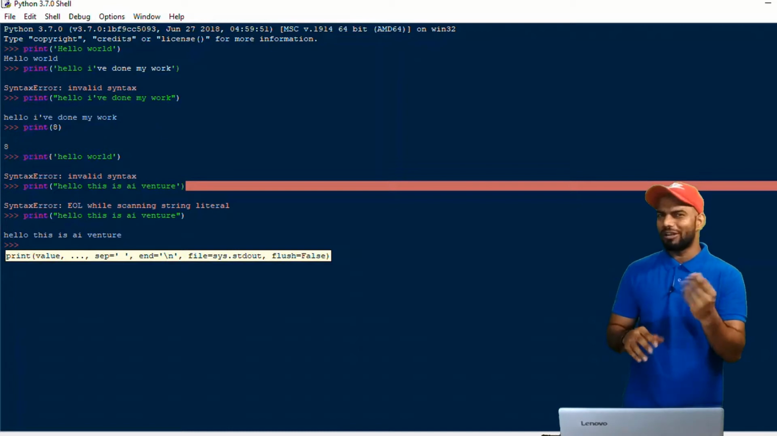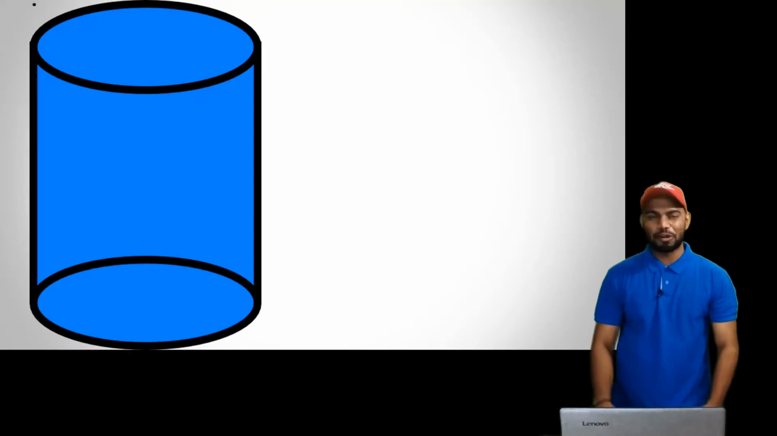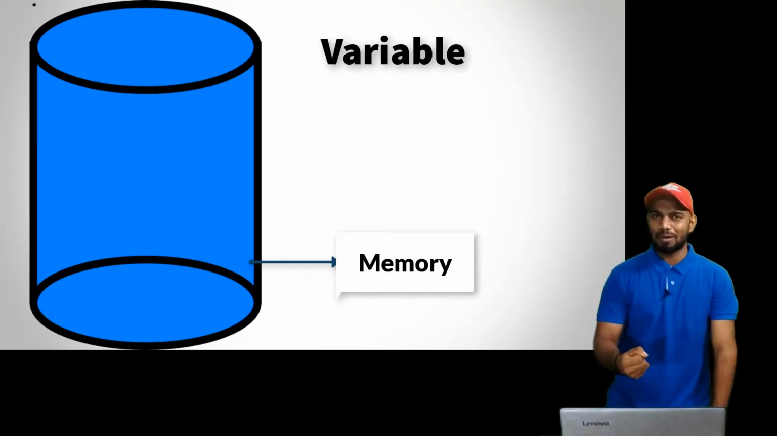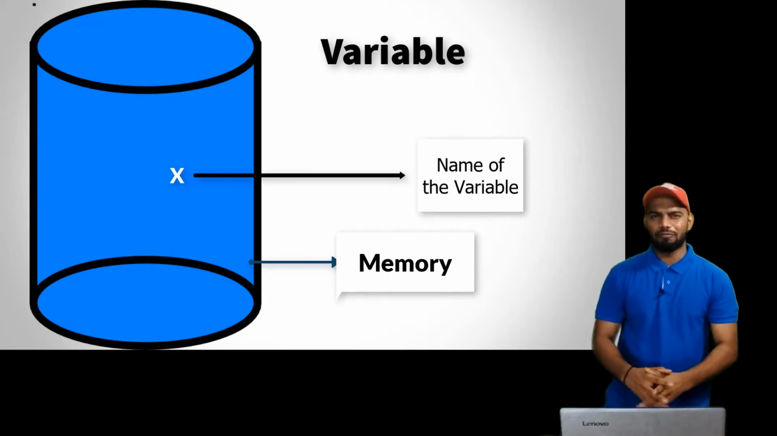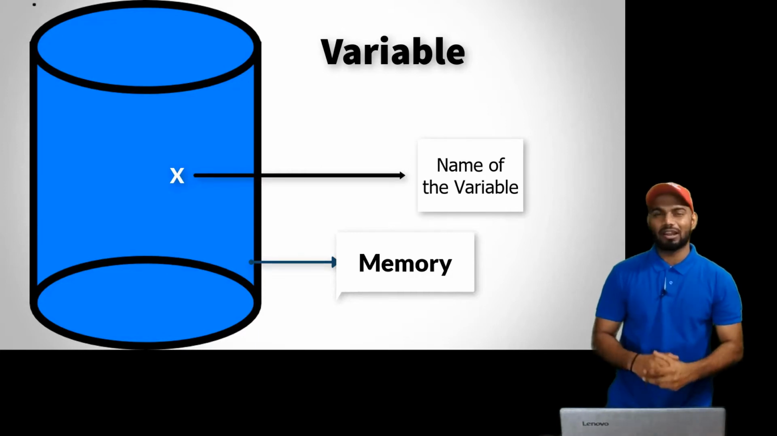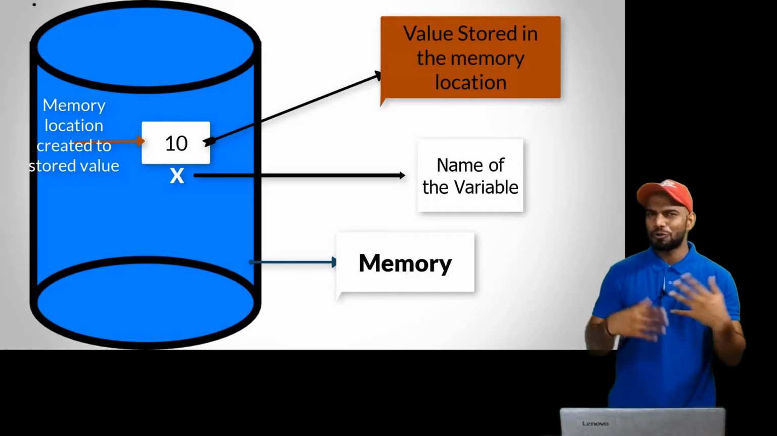You just have to remember one thing for the string: always put the particular set of text within quotation marks. And the next one is variable. A variable is a kind of reserved memory location to store a value, which means when we create a variable, we reserve a space in our memory. You will often find yourself using a lot of variables while writing code in Python. And the next thing is how to create a variable.